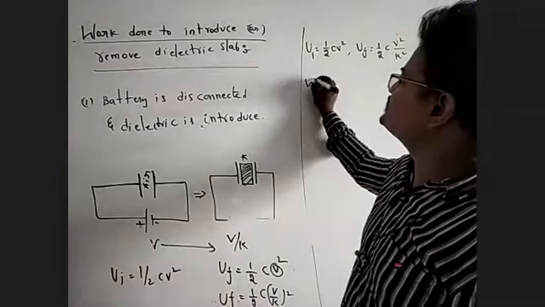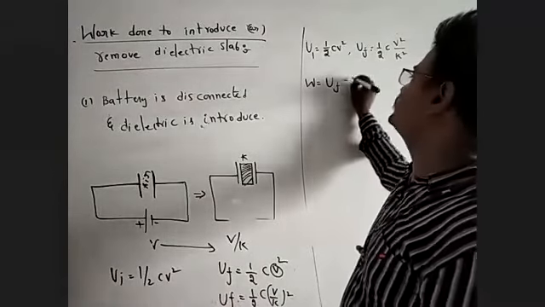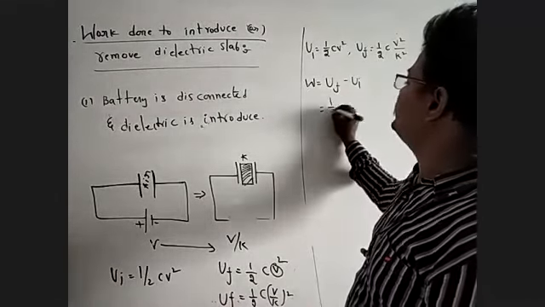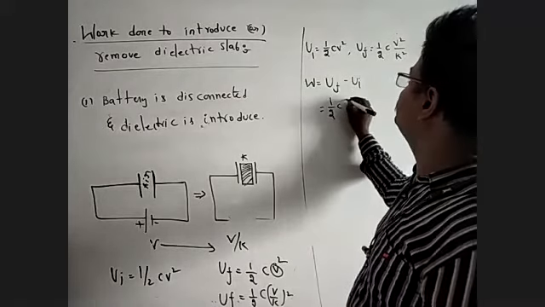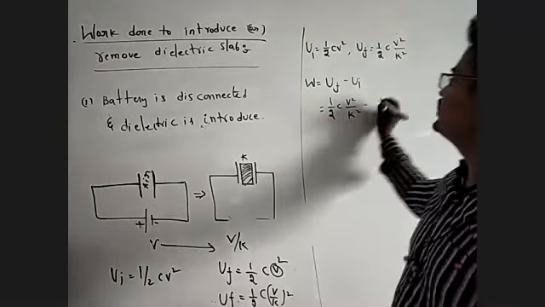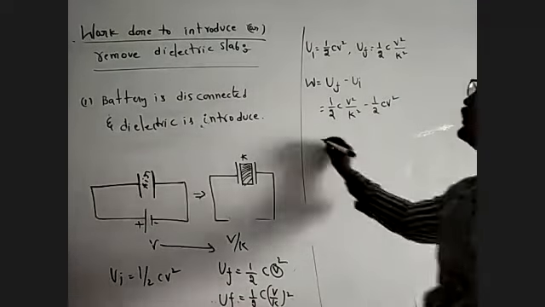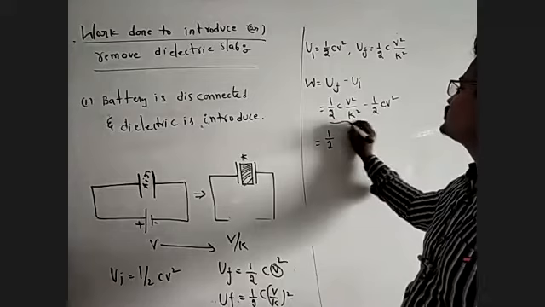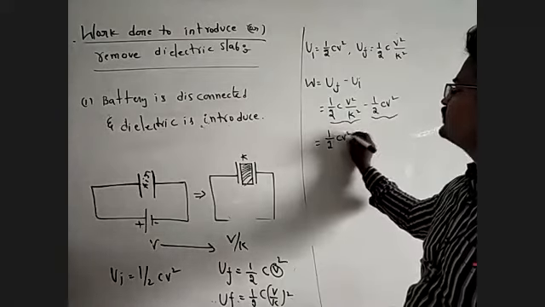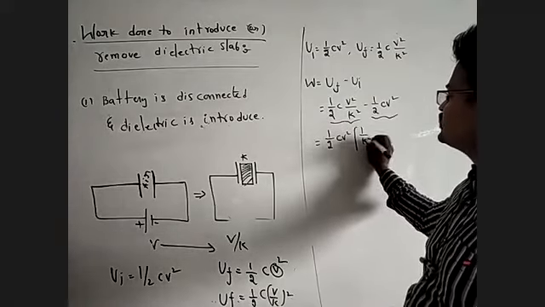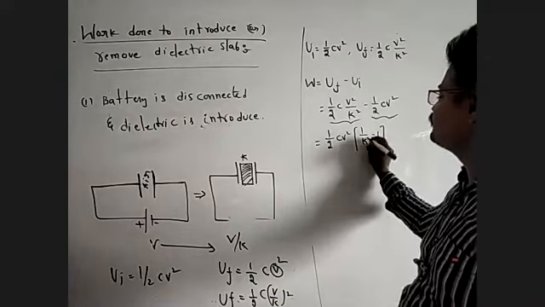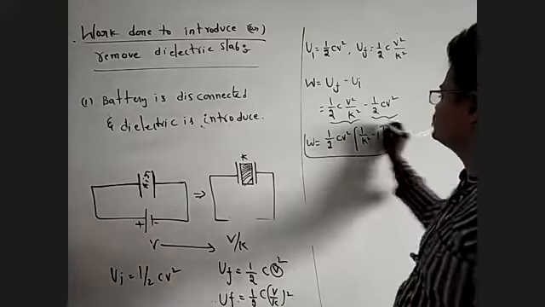Now, work done is equal to final energy minus initial energy. Final energy is 1 by 2 C V squared by K squared, minus 1 by 2 C V squared. In these two terms, CV squared is common. Taking it common, we get 1 by K squared minus 1. This is the work term.